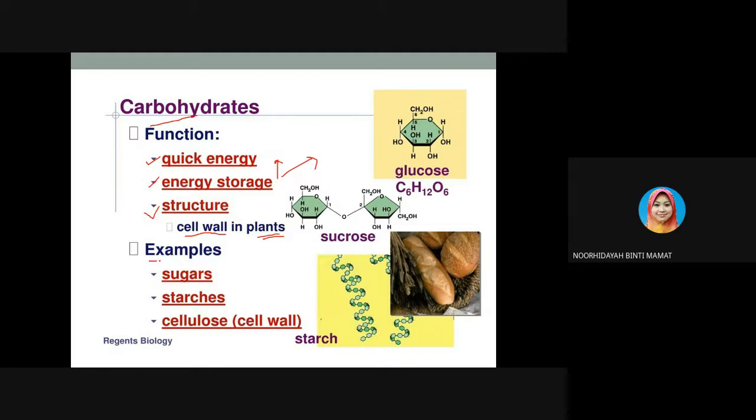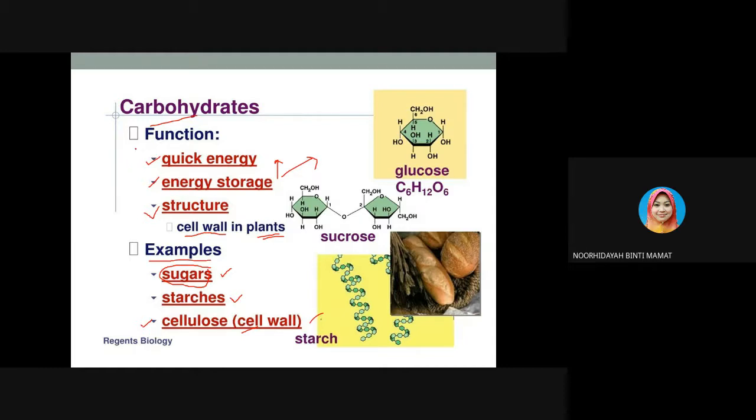As examples of carbohydrates, just now we talked about sugar and how sugar is important to our body. Carbohydrates can also come in the form of starch and in the form of cellulose. Cellulose is one example of a carbohydrate that functions as a cell wall in plants. So these are the examples of carbohydrates.